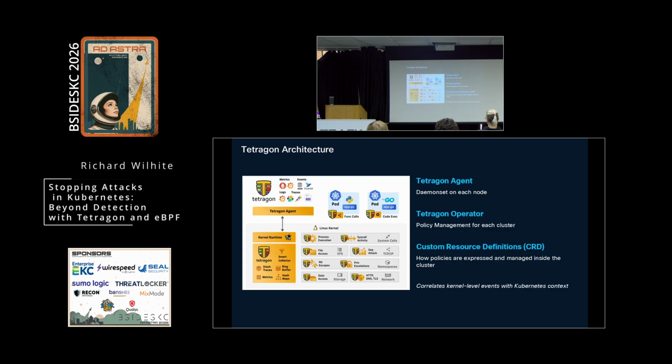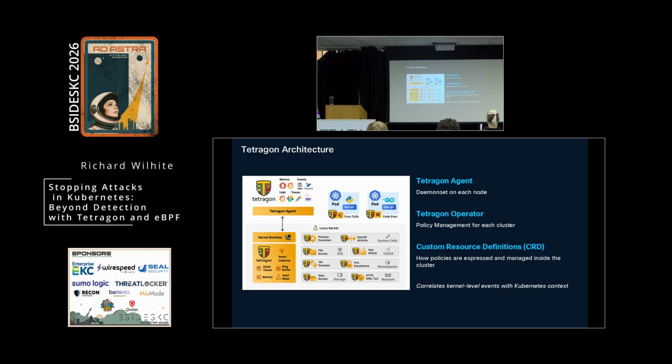So how does Tetragon work? At a high level, Tetragon is a per node agent, a cluster level operator, and custom resource definitions. For the agent, it's a daemon set on each node. It attaches eBPF programs to kernel hooks and provides Kubernetes context for those events. And the Kubernetes context is really one of the things that it shines to provide.